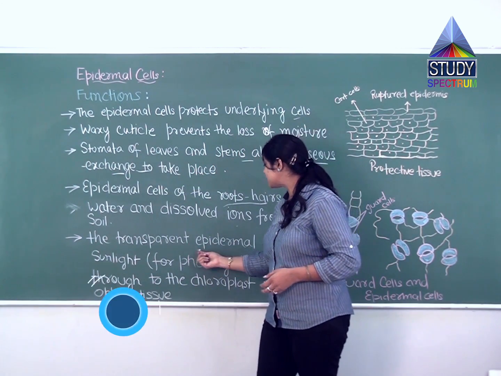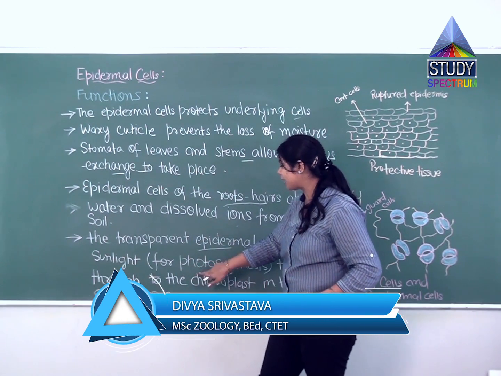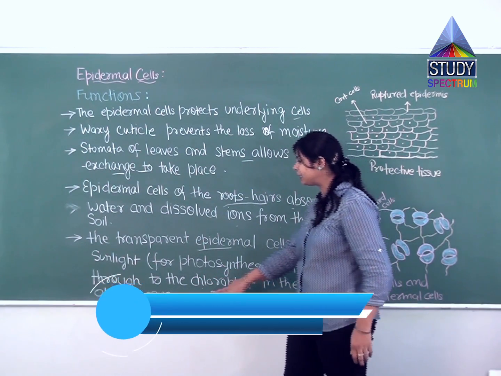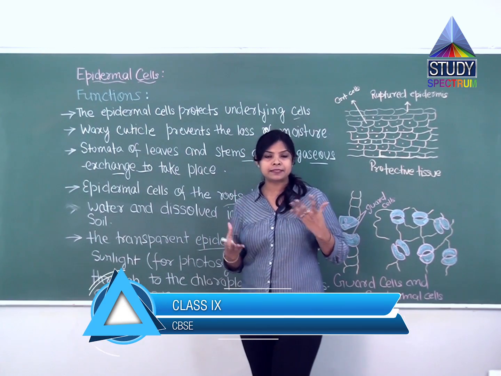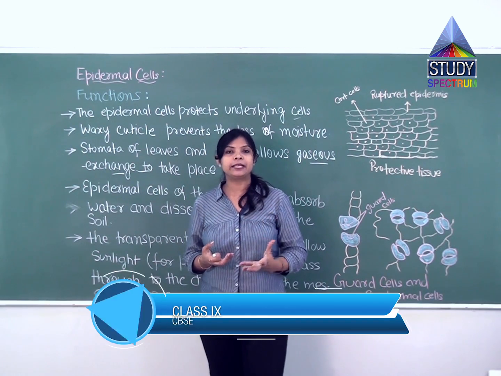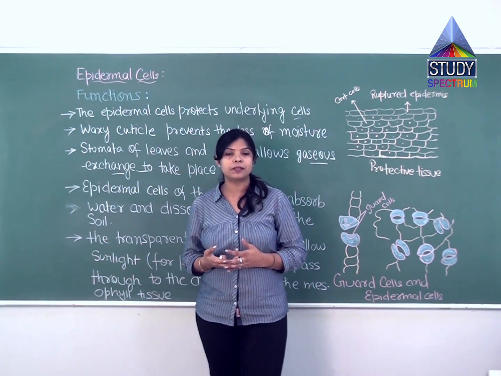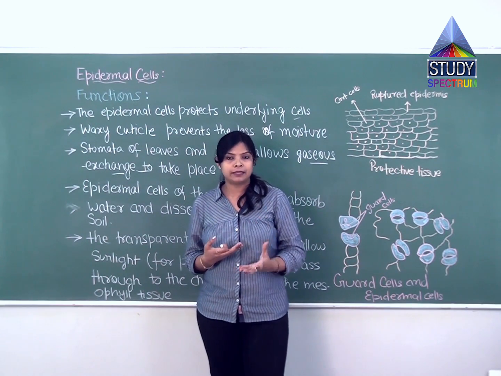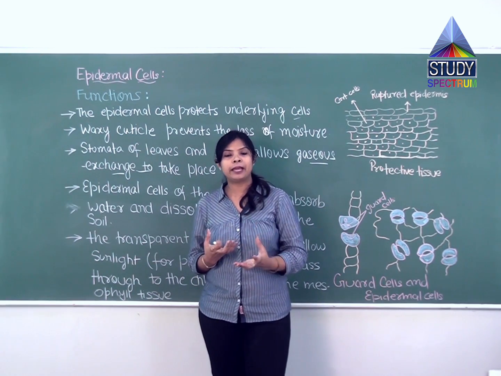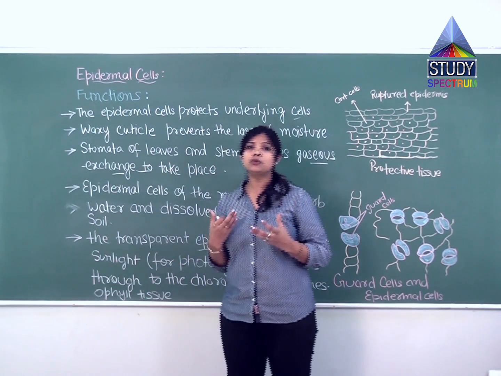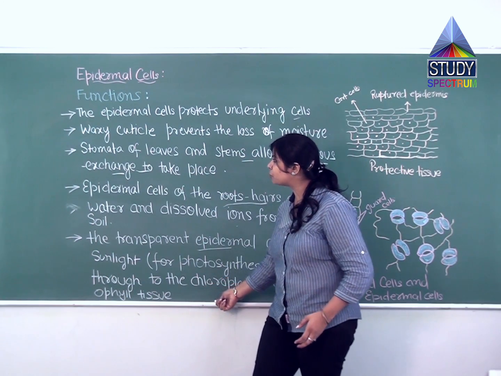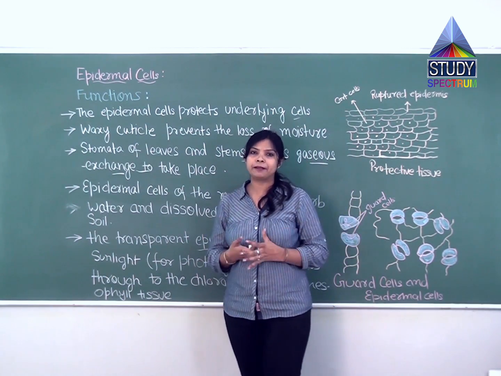Other than this, the transparent epidermal cells allow sunlight for photosynthesis to pass through to the chloroplasts in the mesophyll tissues. Some epidermal tissue cells are very transparent. What is their role? They absorb the sunlight, and it reaches the mesophyll tissues. So these are a few functions of epidermal cells.